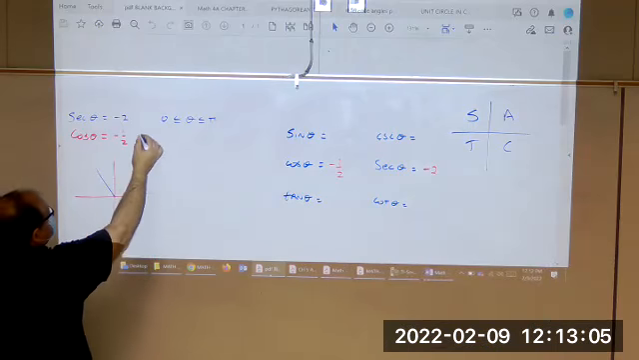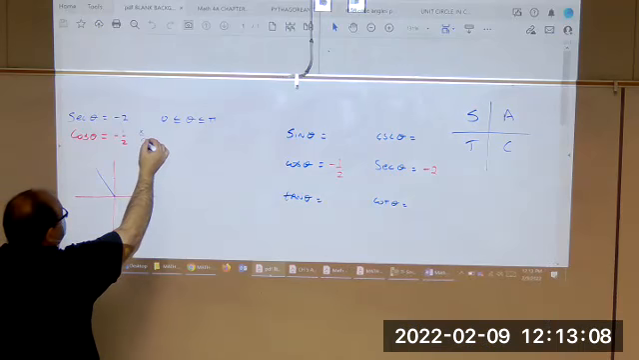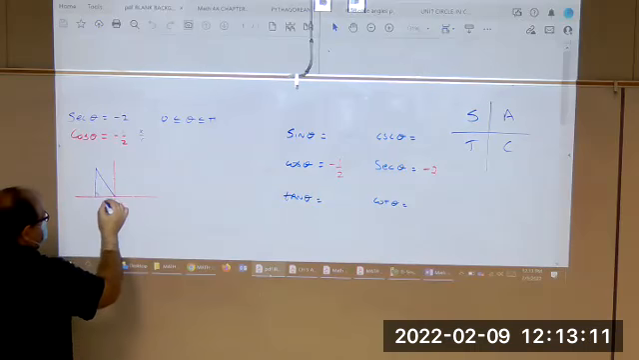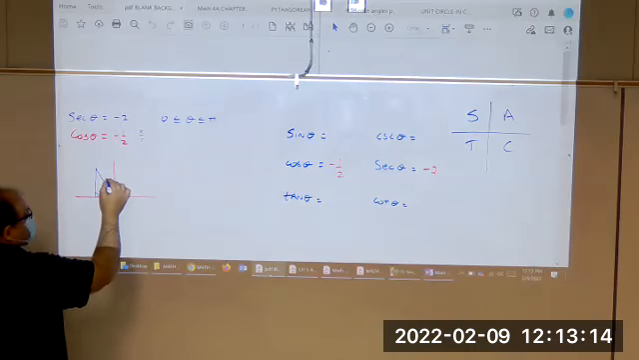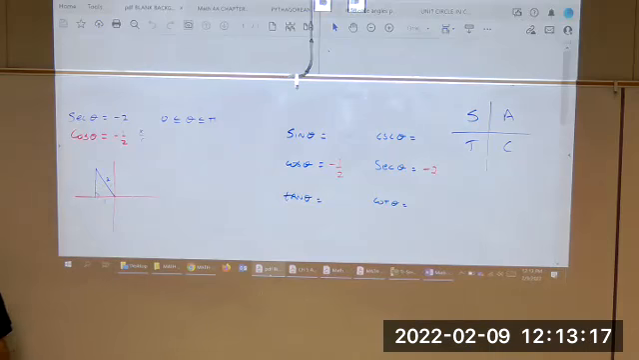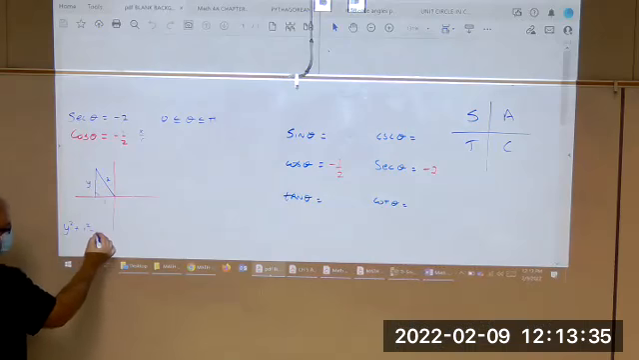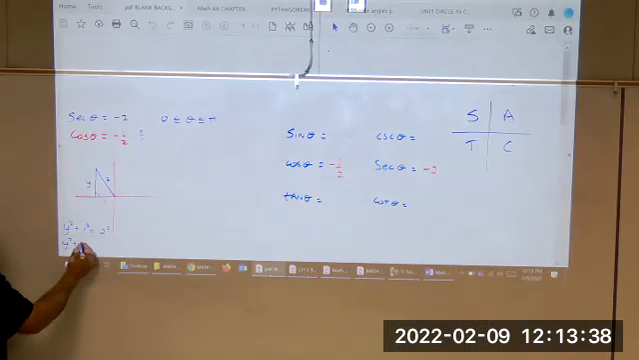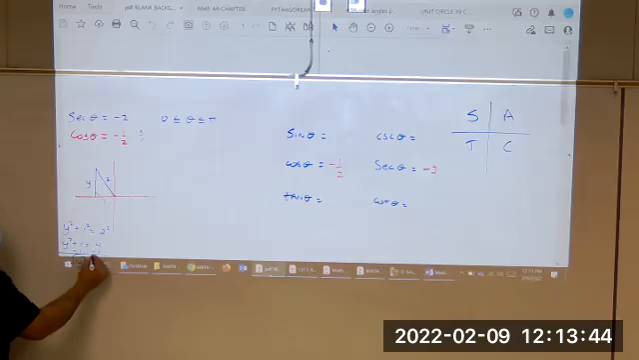Now I know that cosine is x over r. So the x as a ratio would be 1 and the hypotenuse, or the radius, would be 2. To do the sines and tangents, I need to know the y. So y squared plus 1 squared equals 2 squared. Y squared plus 1 equals 4, subtract 1, so y squared is 3, take the square root. So y is square root of 3.